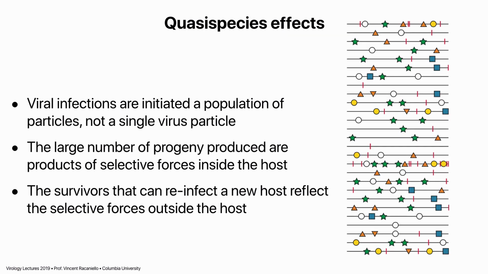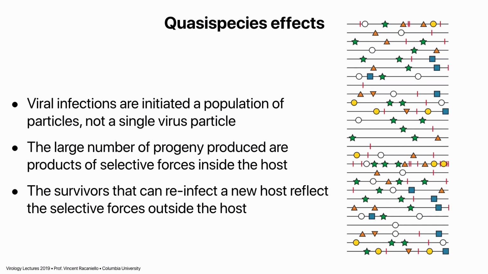So what is the implication of this for evolution? Well, when a virus infects a cell, it's a mixture of viruses. It's usually more than one. It's initiated by a population of sequences. Not just one sequence is going into a cell. And then there are selective forces inside the cell or inside the host that will make a selection on those different sequences. And what you get out is going to be different from what went in.